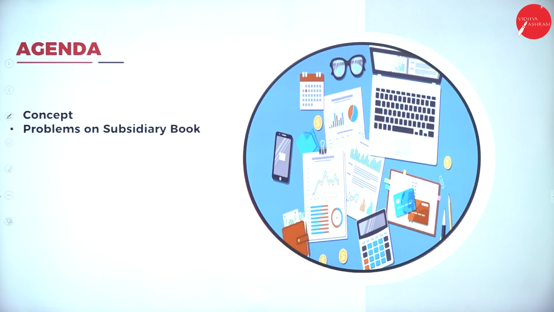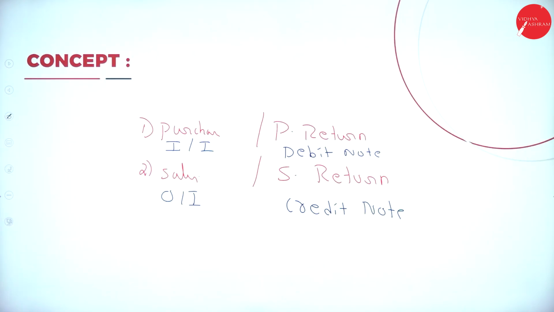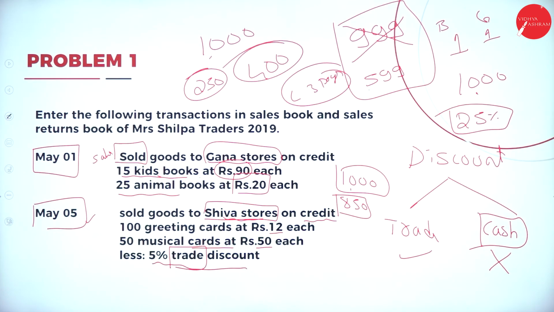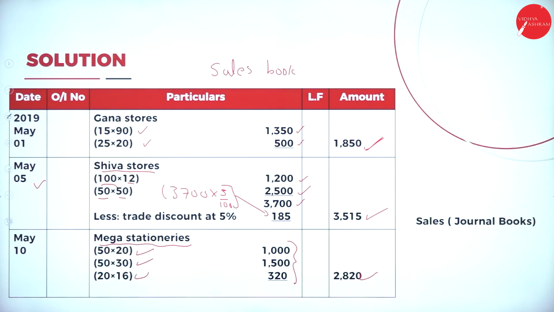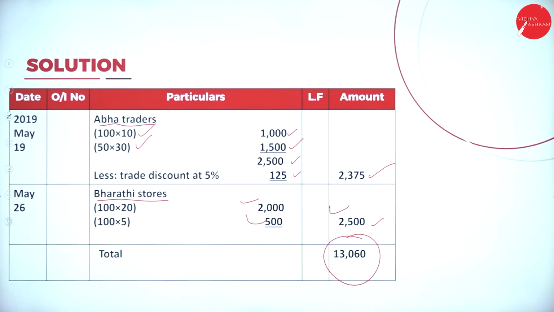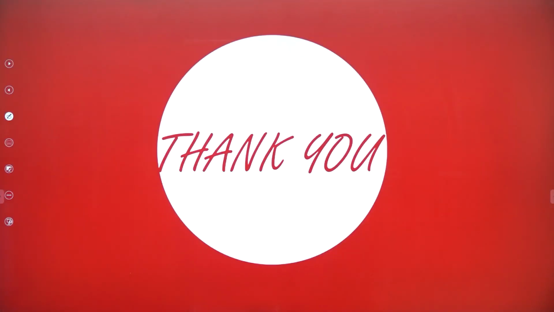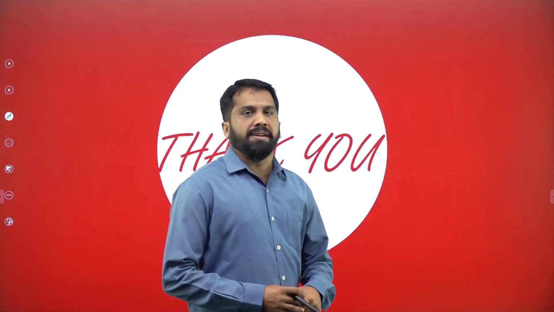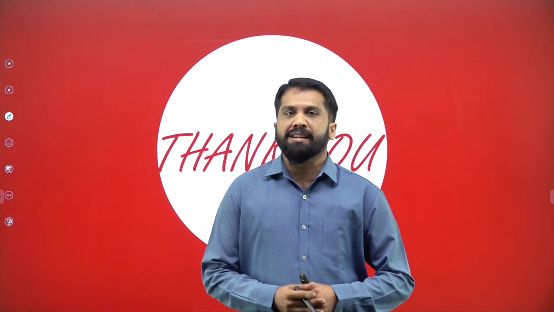So, this is the agenda for the day: the meaning as well as types of subsidiary books, your concept, problem number 1, continuation of your problem, this is your solution, your solution part 2, this is your sales return account. So this is all about today's session. In the next session, we will do one more problem on your subsidiary books.